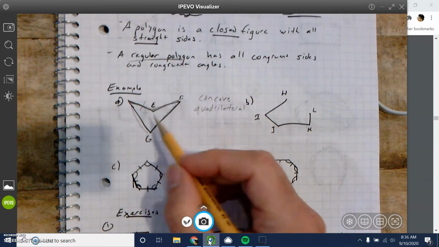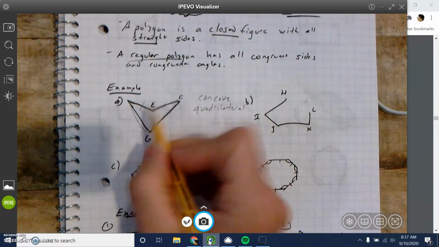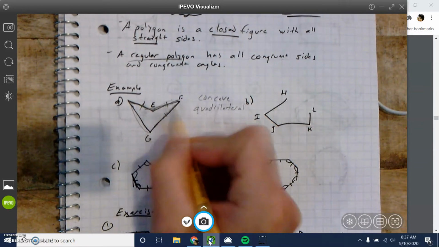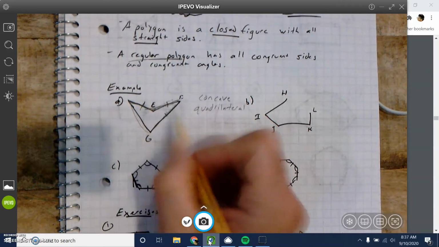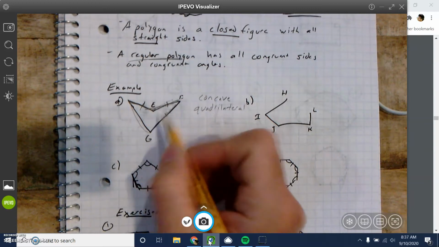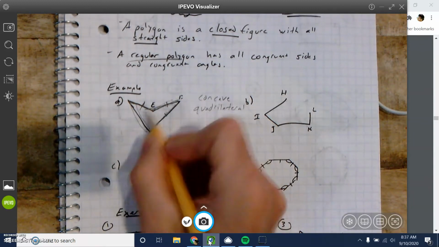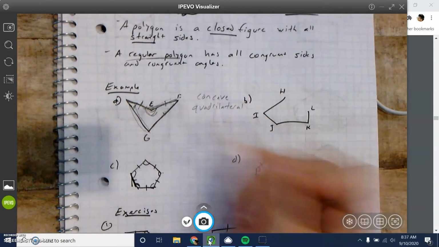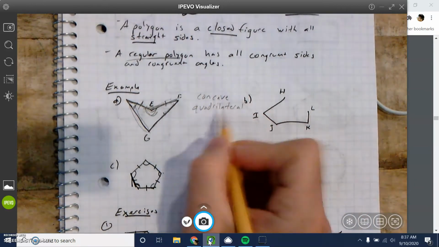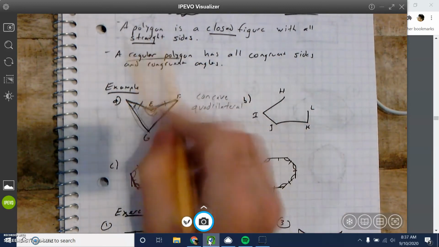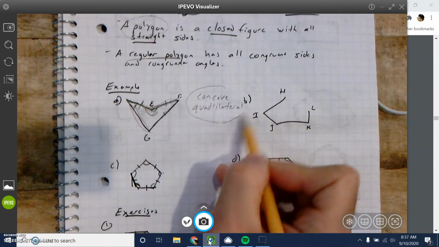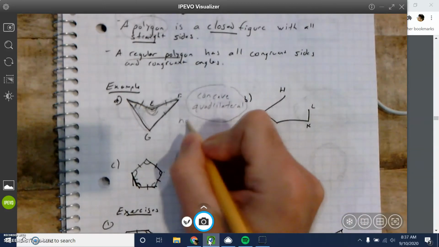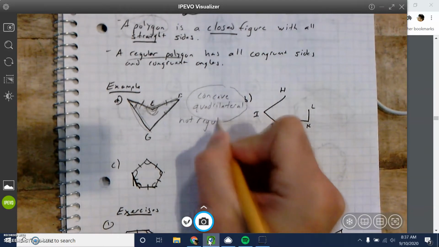Now, is it regular? Are all the sides and angles the same? Well, no, it doesn't have these marks. So even though it looks the same, since it doesn't have the marks, you cannot assume it. You can't assume anything in geometry unless it's marked specifically. Also, this angle is acute and this angle is obtuse. So you know that those angles aren't the same, so it's not regular. So it's just a simple polygon. It's not regular. So it's a concave quadrilateral and not regular. If you want to put not regular, that's cool too.